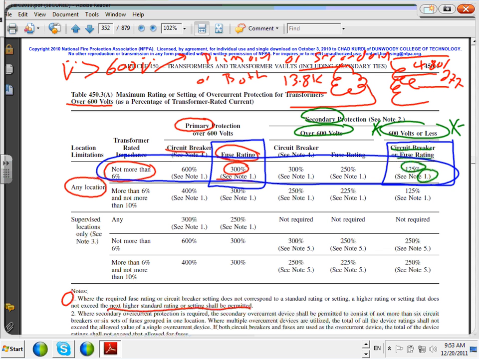Now, supervised location only. If you are an industrial plant and you have a very smart, competent group of people maintaining and troubleshooting the system, they allow you different multipliers. You usually don't default to this unless you know it's an industrialized location where maintenance electricians are sitting there maintaining the system, and you can size based on that. What's your default though? Here's my default, unless you know otherwise. Cool?